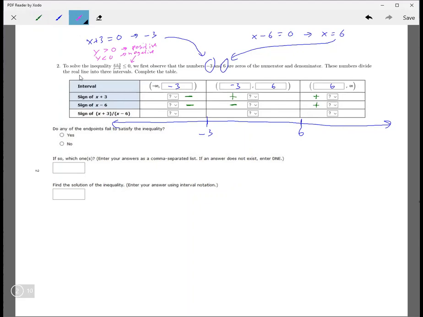Okay, and here's where this method hopefully will start to make sense to you, why we do it this way, because now we're looking at the sign of x plus 3 over x minus 6. On this interval, you're taking a negative number and dividing it by another negative number. So a negative number divided by a negative number is going to be positive. A positive number divided by a negative number is going to be negative. And two positives, one divided by another, is going to be positive.